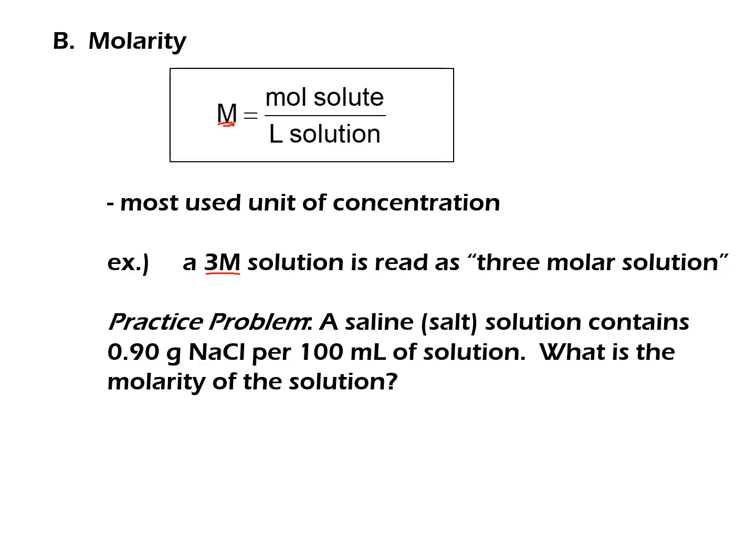It says we can make a saline solution, which is really just a dilute salt solution. It contains 0.9 grams of NaCl per 100 milliliters of solution. What's the molarity? All right, so we're solving for molarity. We know that molarity is moles over liters. Moles of solute divided by liters of solution.